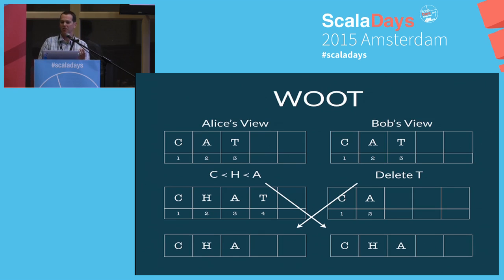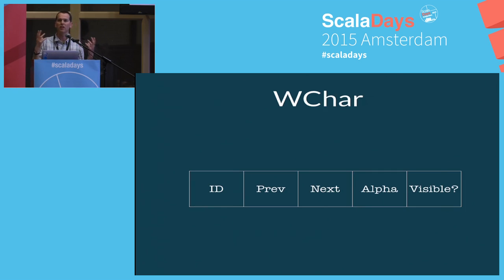These characters, though, are something we call a W char. It's much richer than a character. And this is going to be a case class in a minute. So this character you're throwing around the network is made up of 5 parts, and this solves a lot of the consistency problems we might have. So the first part's a globally unique ID, which you can get really cheaply.